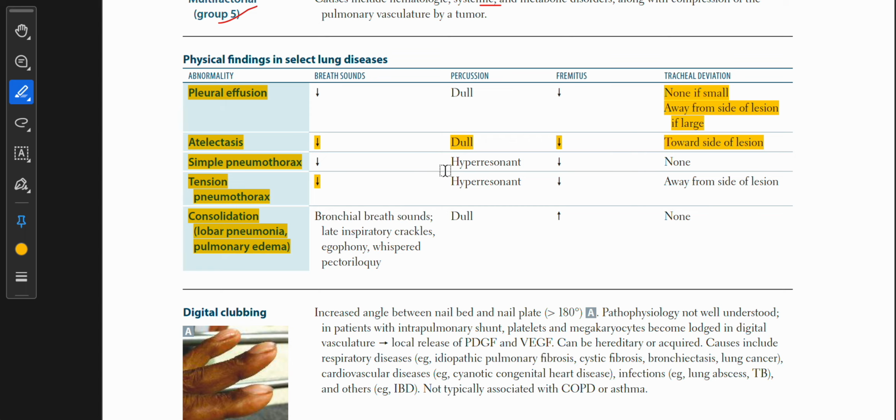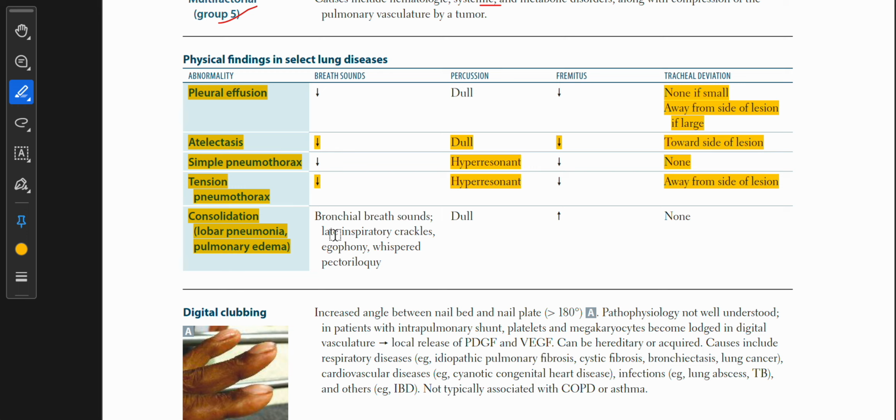And in simple pneumothorax, the breath sound is decreased. Percussion is hyperresonant because air is filled in the lung spaces, and also in tension pneumothorax there is hyperresonance. Fremitus, both of them are decreased. In simple pneumothorax there is no deviation, and in tension pneumothorax there is deviation away from the side of the lesion.